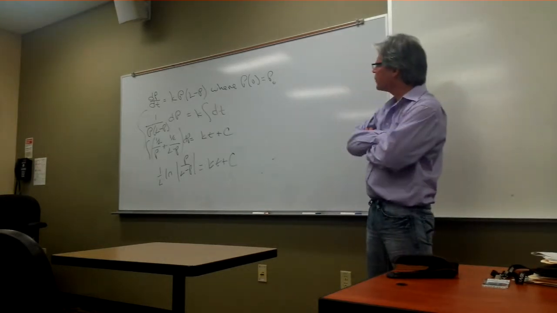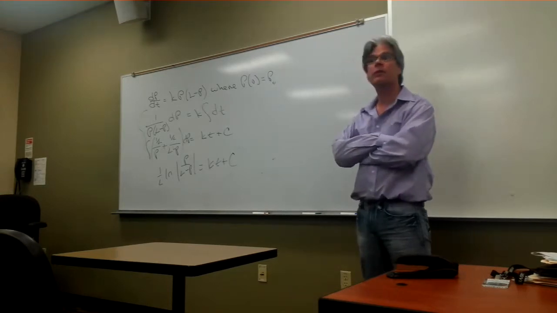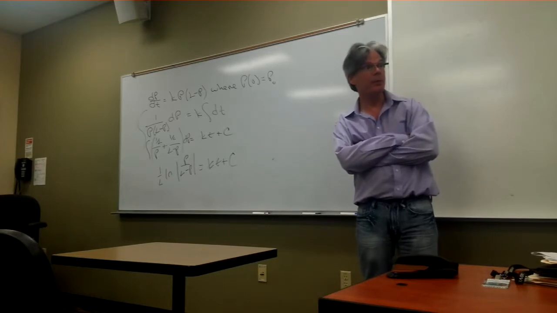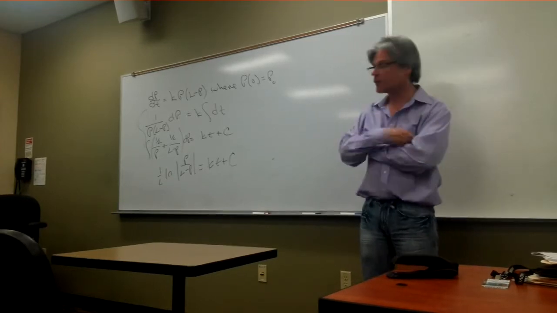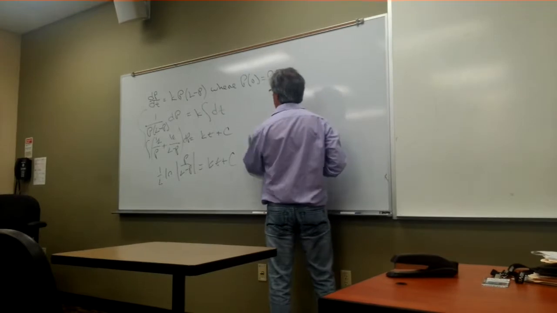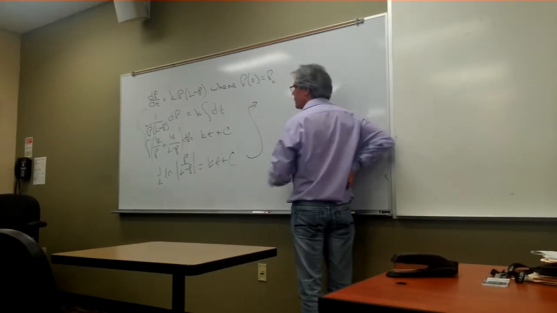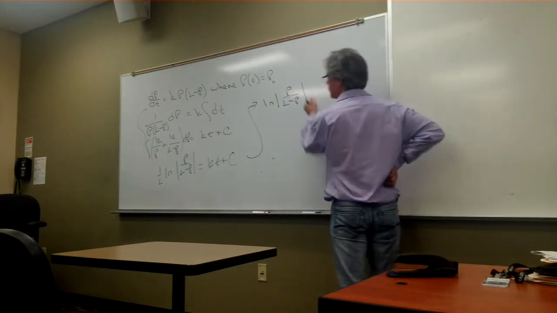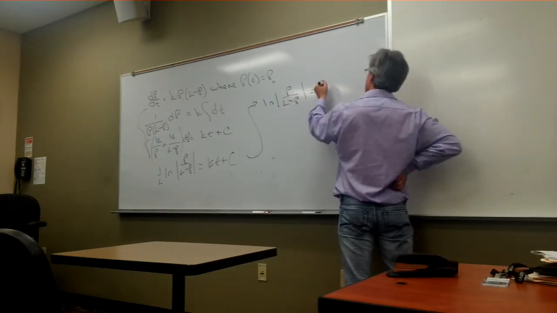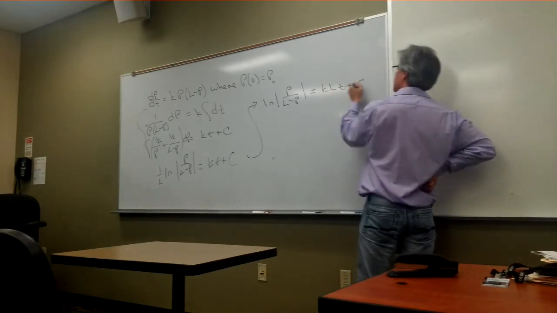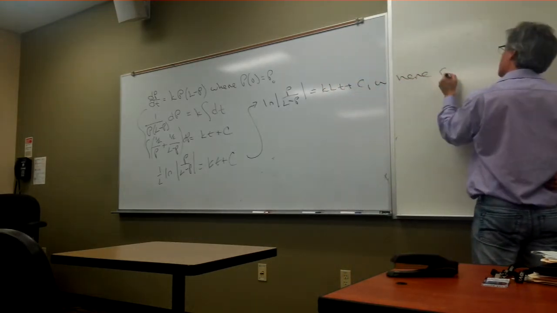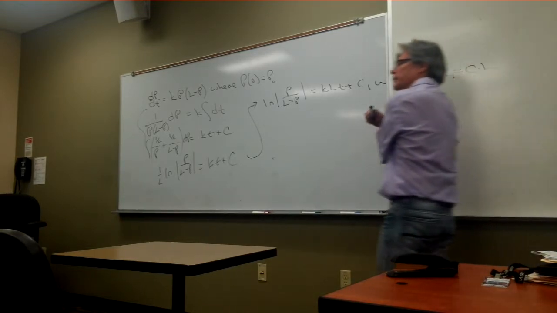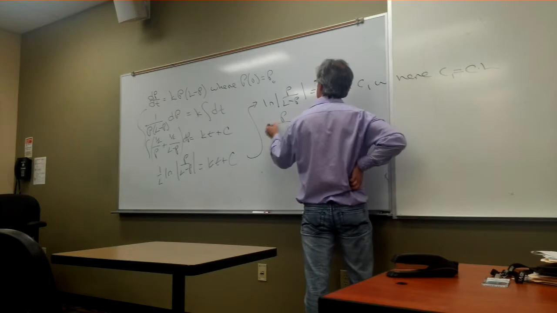Oh, but wait a minute. This is a differential equation we're trying to solve. I'm trying to solve for p as a function of time. So let me isolate p. To isolate p, I'll clear fractions. I'll get rid of the 1 over L. I'll exponentiate both sides. And in exponentiating both sides, I see the absolute value of this ratio.